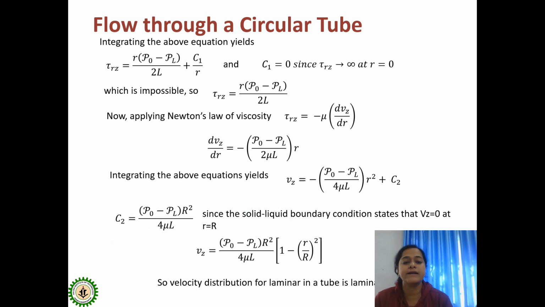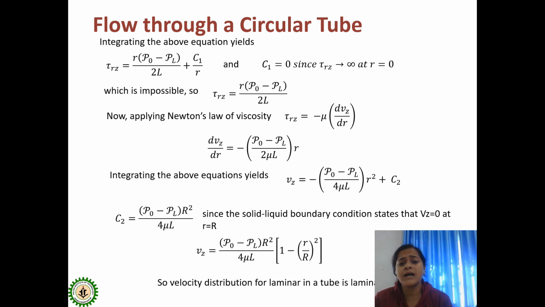So finally, we integrate this equation and get tau rz equals r into (small p0 minus small pL) divided by 2 capital L, plus C1 by r. We obtain the value of C1 by taking the boundary condition: tau rz cannot tend to infinity at r equals 0. Applying this, we get C1 equals 0, since otherwise it is impossible. So tau rz equals r (small p0 minus small pL) divided by 2L.